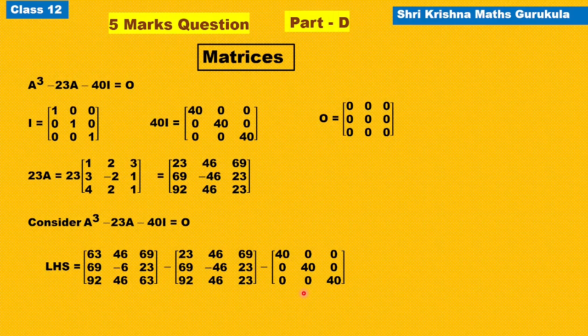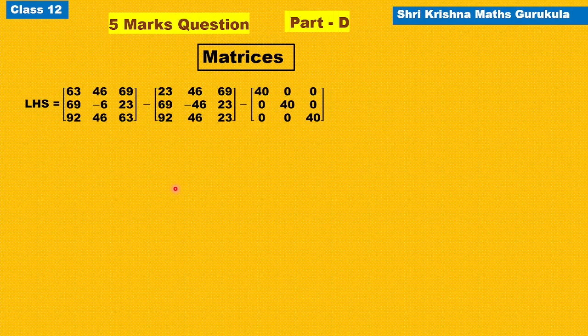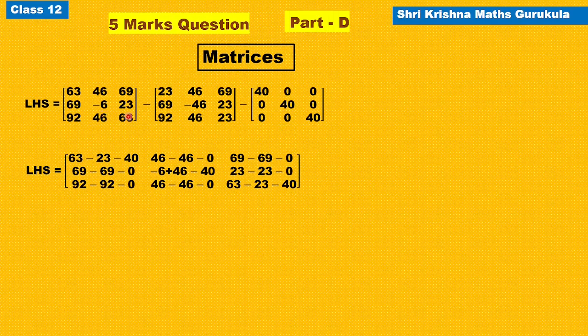We have to add or simplify the corresponding elements of all three matrices here, which are of the order 3 cross 3. So we shall do it now. I'm carrying this term to the next slide also, so that it is easier for us to simplify. Now this is the term from the previous slide. We'll simplify the corresponding terms now. Now I'm considering the very first term, that is 63 minus 23 minus 40. You can see the sign here, both are negative signs. So it is 63 minus 23 minus 40.